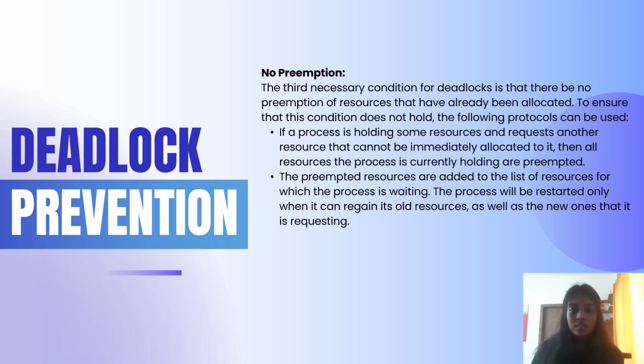To ensure that this condition does not hold, the following protocols can be used. If a process is holding some resources and requests another resource that cannot be immediately allocated to it, then all the resources the process is currently holding are preempted. The preempted resources are added to the list of resources for which the process is waiting, and the process restarts only when it can regain its old resources as well as the new ones that it is requesting.